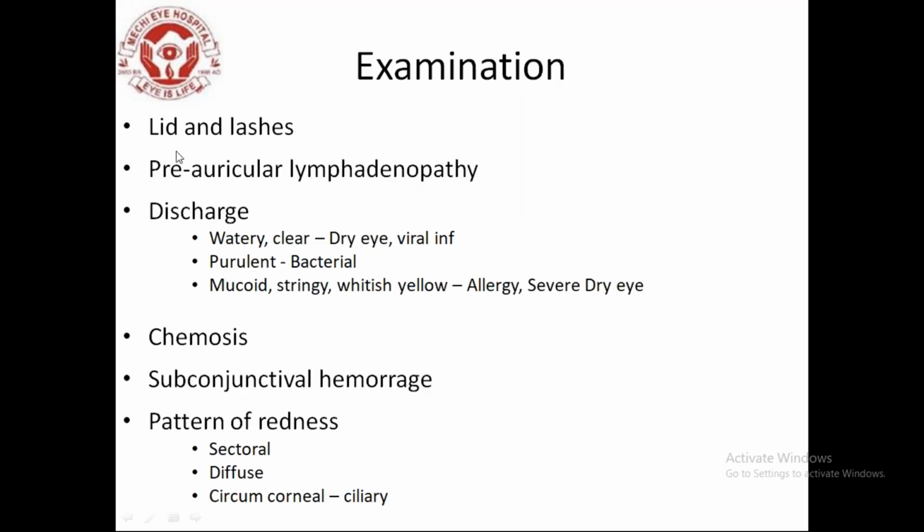So in examination, we should go from lid and lashes, whether there is lid swelling, or matted eyelashes. We should also look for the preauricular lymph nodes, and we should see what kind of discharge it is, watery, purulent, or mucoid, and also look for chemosis, subconjunctival hemorrhage, and pattern of redness, whether it is sectoral, diffuse, or circumcorneal.